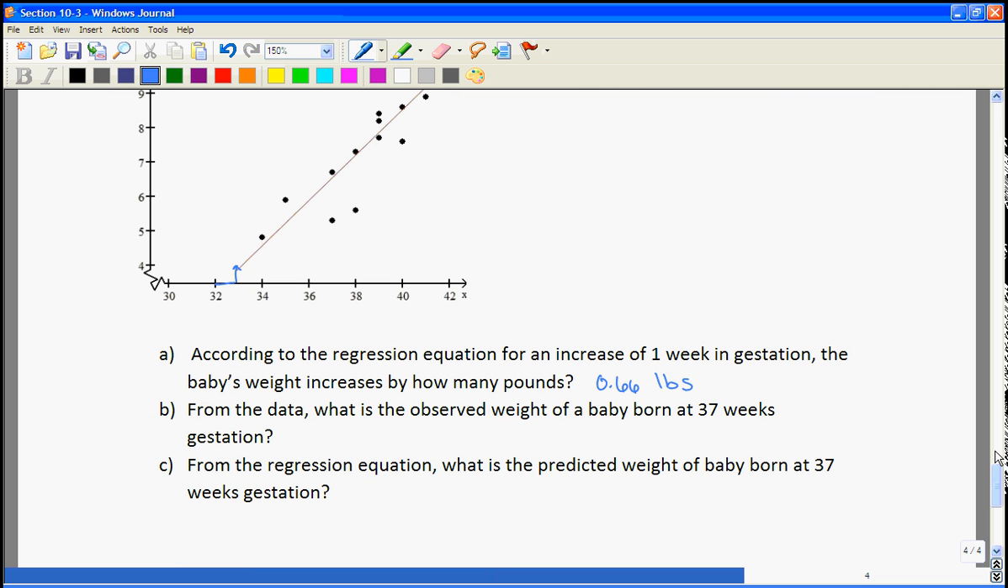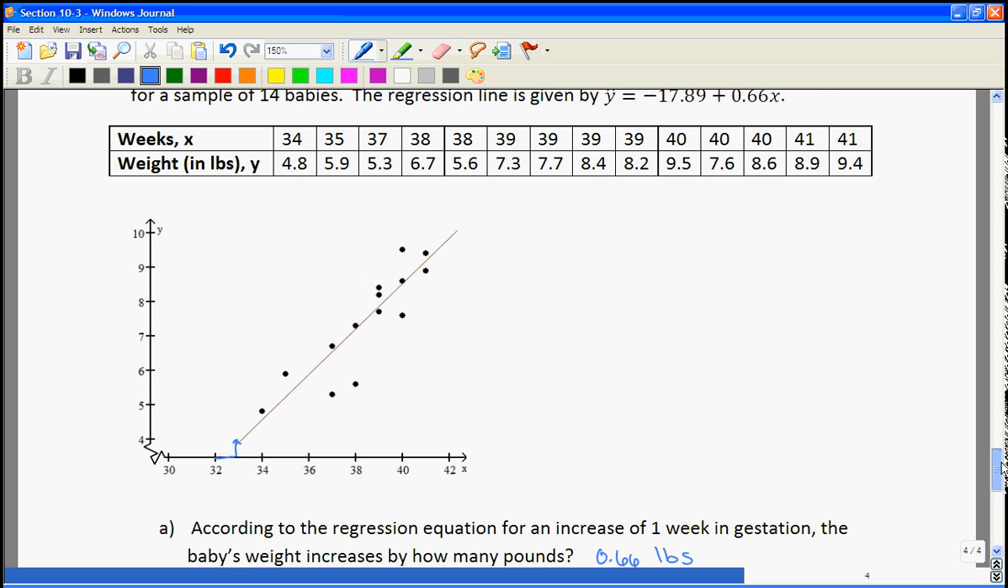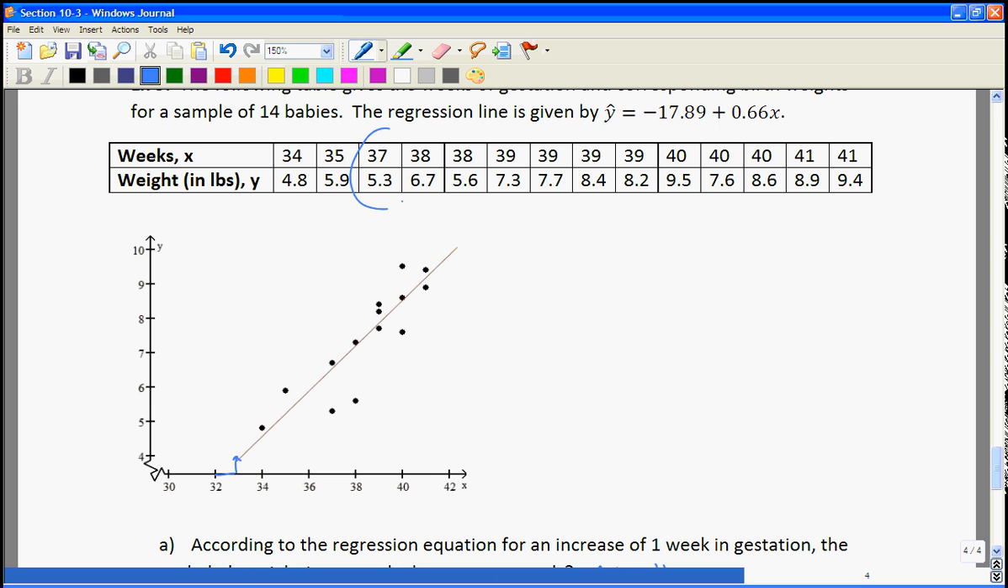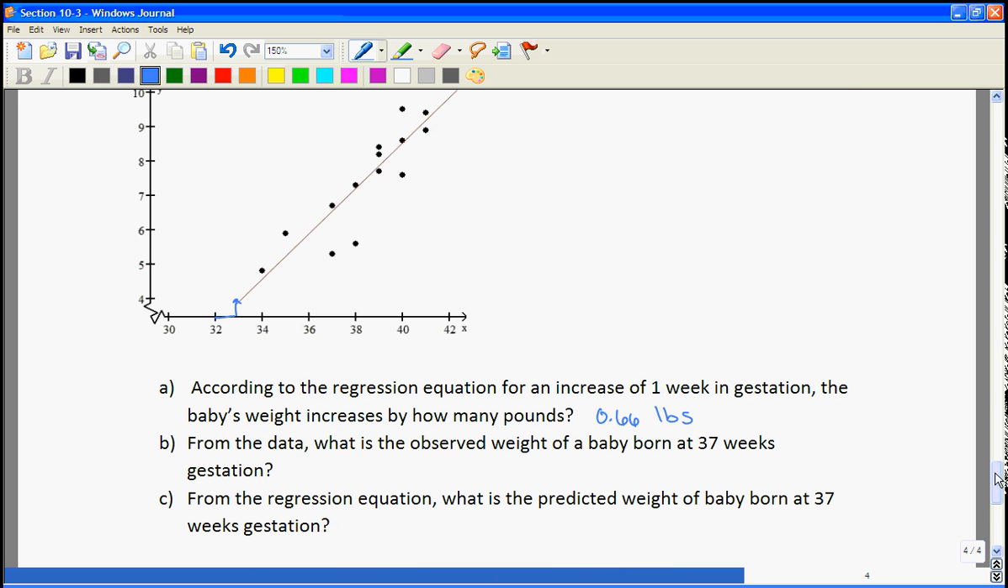All right, B. From the data, what is the observed weight of a baby born at 37 weeks gestation? So this question is asking me to look at the actual data that has already happened. And if I go back to my table, at 37 weeks, we had a baby that was born weighing 5.3 pounds. So that's all we need to do there.